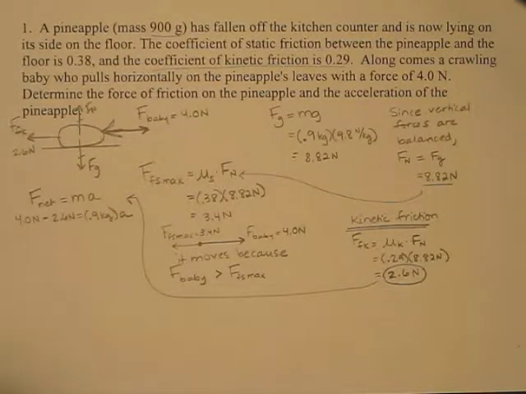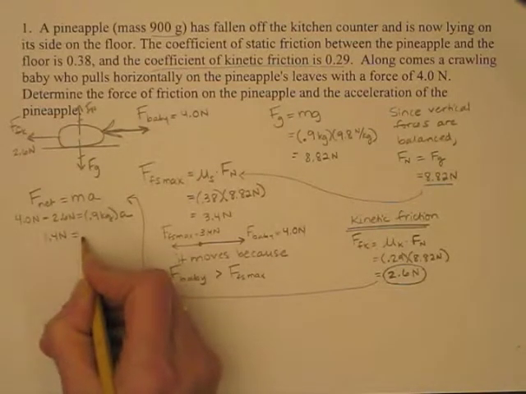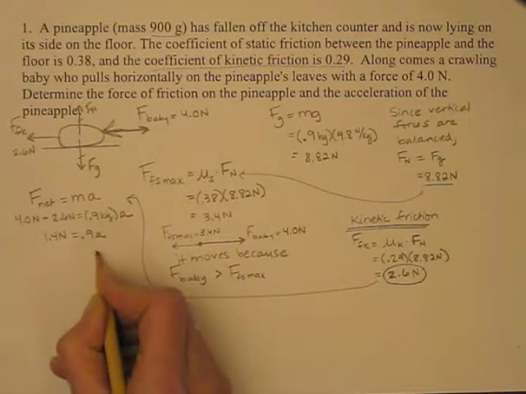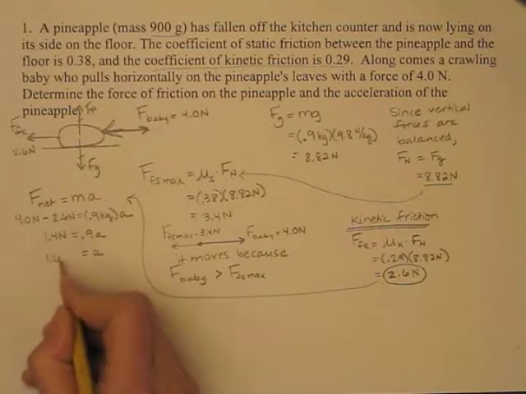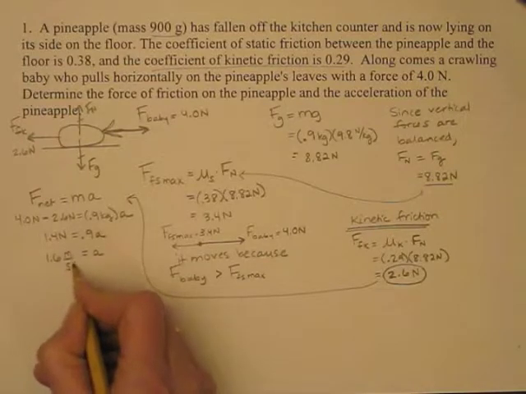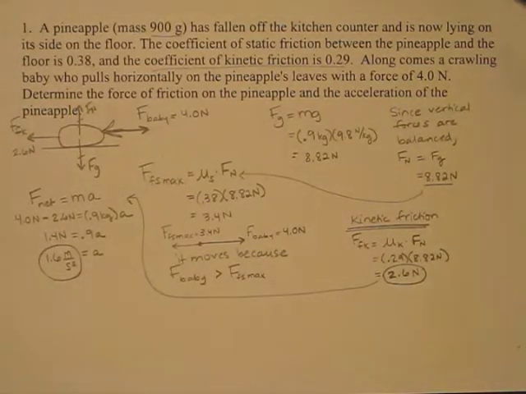So we need to subtract 4 minus 2.6, which is 1.4 newtons, equals 0.9 times the acceleration. And dividing both sides by 0.9, we get 1.6 meters per second squared for the acceleration of the pineapple.